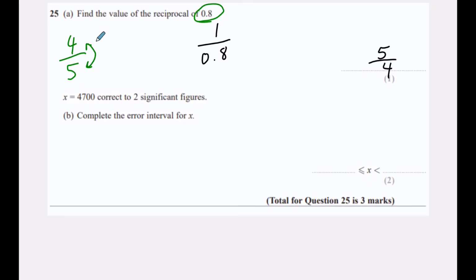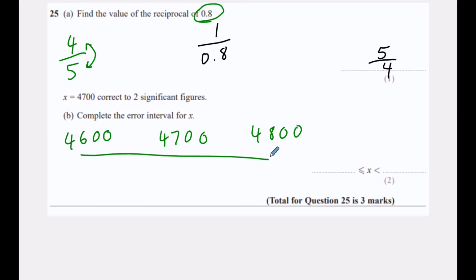And we've got 4,700. x is 4,700 to two significant figures. Complete the error interval. So 4,700. The one up is 4,800. The one down is 4,600. So we want the middle here and the middle here, 4,650 and 4,750. So to be 4,700 to two significant figures, it must be between 4,650 and 4,750.